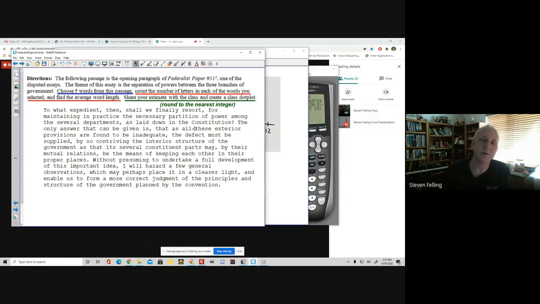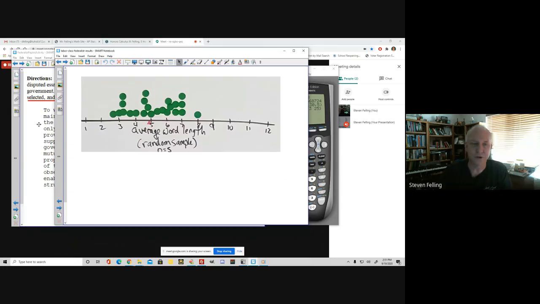Right? So every time I've done this in my class, there's always been a difference between the mean or the median between the student selected words and the randomly selected words. And the randomly selected words are always lower because they include a few of the smaller words that students never pick. Right? So that's the first thing, right?